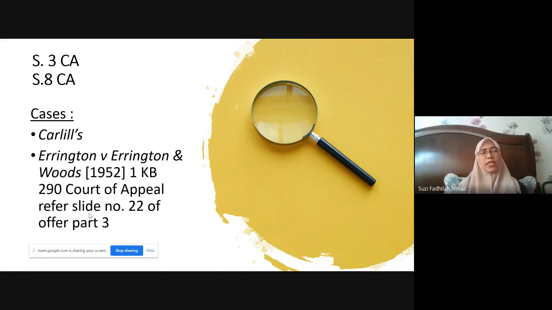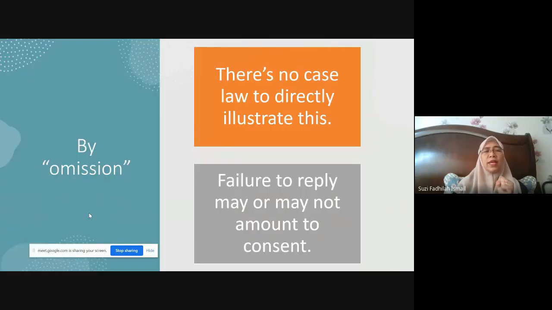And we also discussed the case of Errington. Remember last week? So now you can later refer to slide number 22 of part 3. We don't want to rediscuss the case again. And then, is it possible to accept by omission? If by act, then it's a positive act, you do something. Is it possible that you accept but you don't do something? I mean, without doing anything, by way of omission.